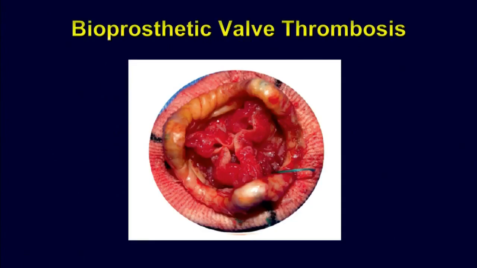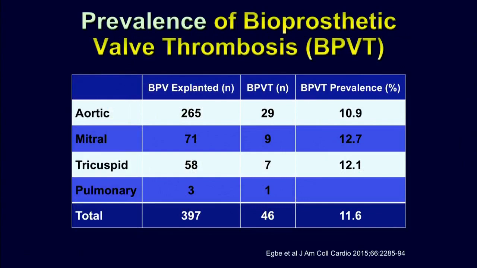This is a patient that had bioprosthetic valve thrombosis. The prevalence of bioprosthetic valve thrombosis is somewhere in the range of 10 to 12%, and it does not appear to vary based on the position of that valve. So the prevalence is the same from aortic, mitral, tricuspid valves.